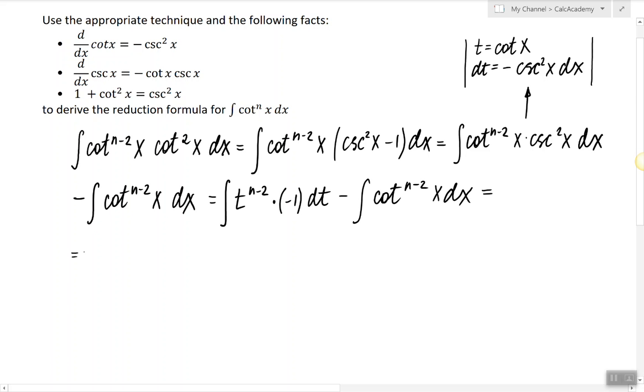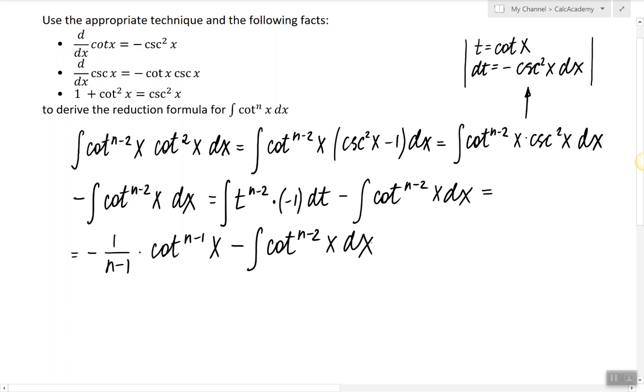And now we can find the antiderivative of that function. So it is negative 1 over n minus 1 times t to the power n minus 1, but t is the same as cotangent. So it's cotangent to the power n minus 1 x. That's the antiderivative for the first one, minus the integral of cotangent n minus 2 x dx.